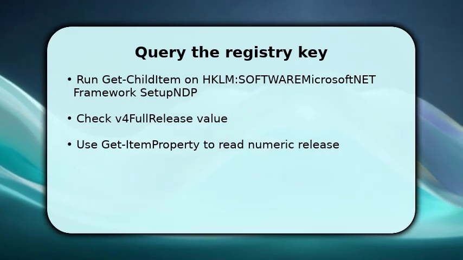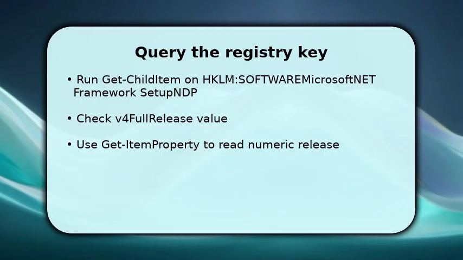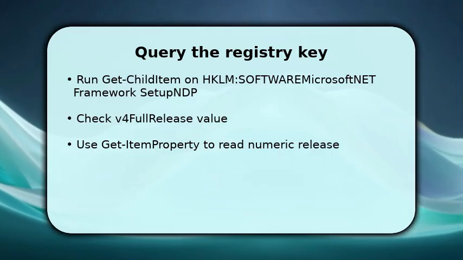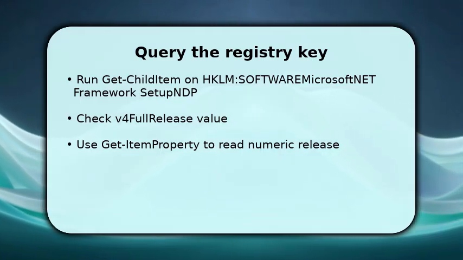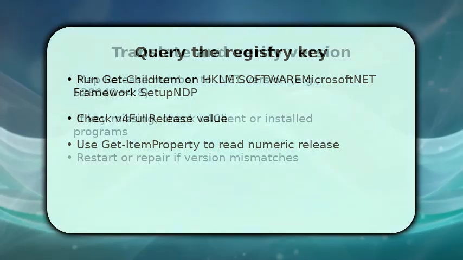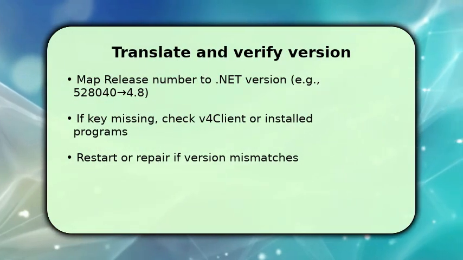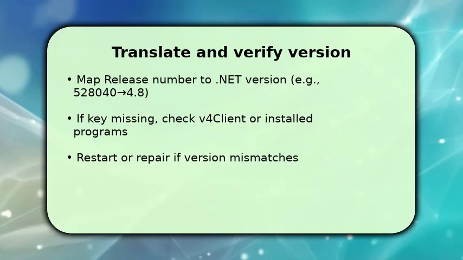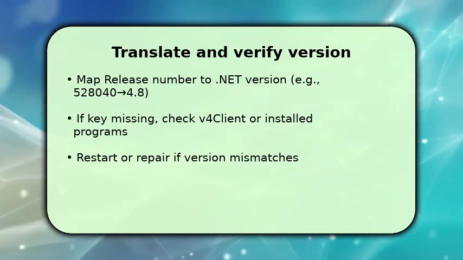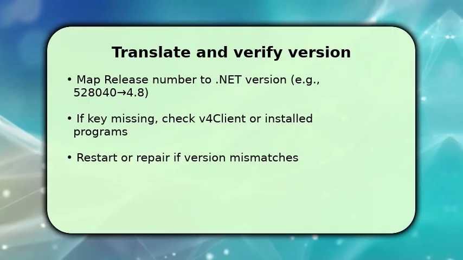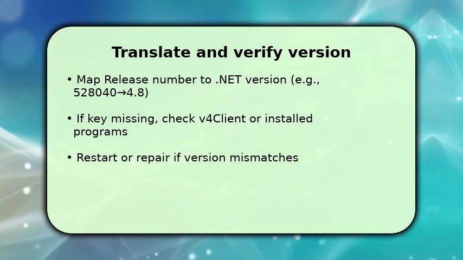Once you have the number, compare it against the known mapping table to determine the exact version. Make sure to copy the release value exactly for lookup. Finally, translate that release number to the .NET Framework version using the official mapping. For example, 528,040 corresponds to .NET Framework 4.8.